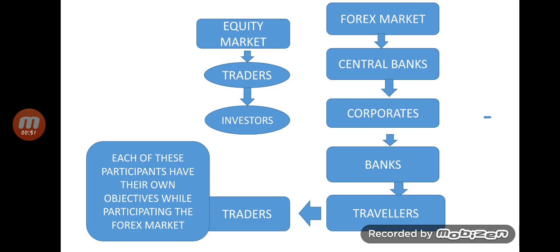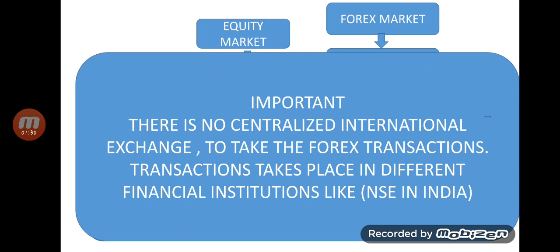Like travelers, maybe from India wanting to go to America, who want to exchange rupees into dollars, or a US citizen wanting to come to India who wants to exchange dollars into rupees. In the same manner, central banks might have their own objective of controlling money market operations, or corporates or banks who want to hedge. So different participants and different objectives make the foreign exchange market one of the most liquid and largest markets in the world.